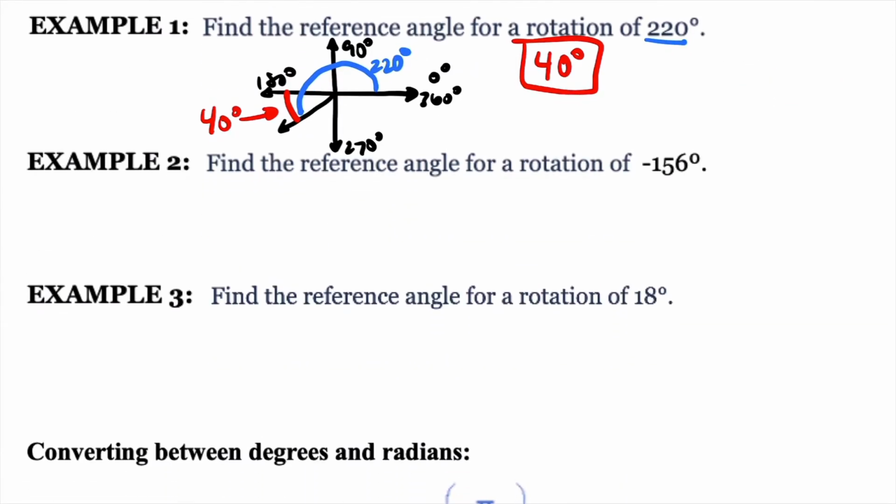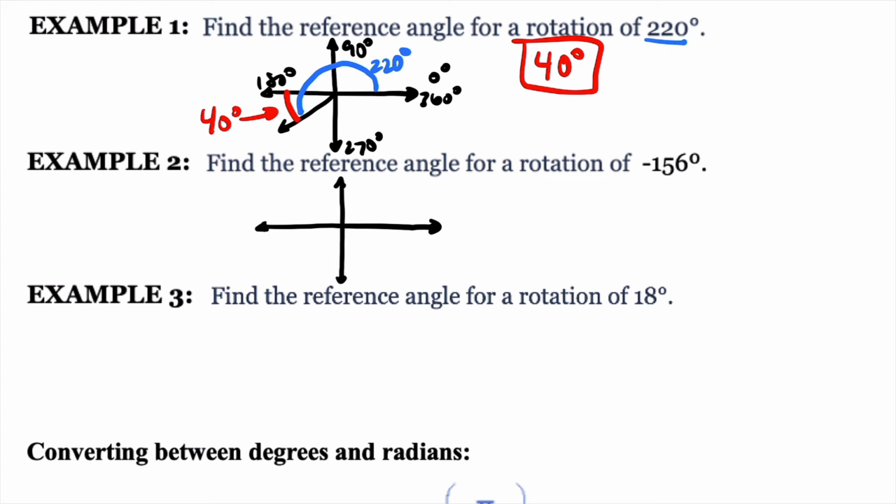Okay. Let's do example number 2. This one's a negative angle. Here's kind of a trick question. It's not really a trick question, but you got to think about it. What quadrant is negative 156 going to be in? 3. It's going to go backwards, right? It's going to be in quadrant 3 again.